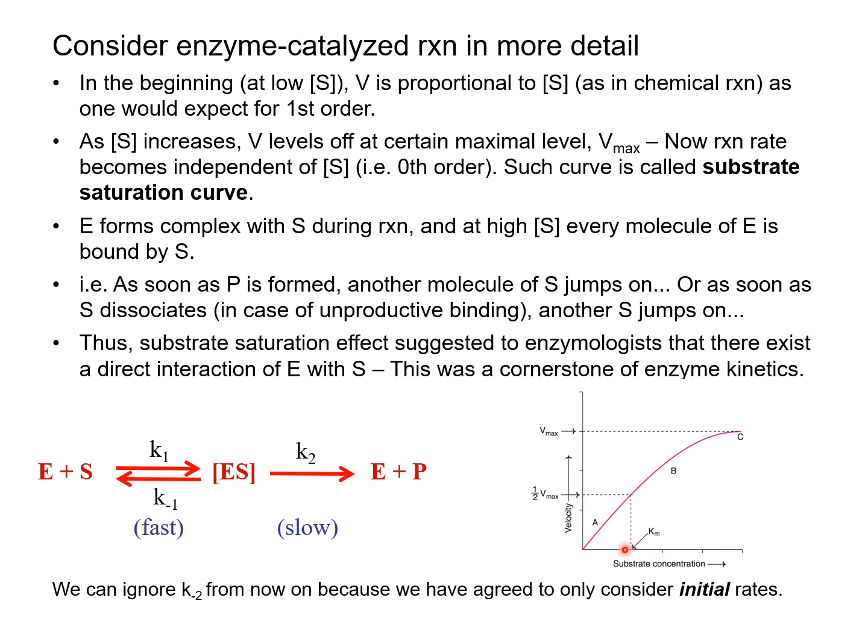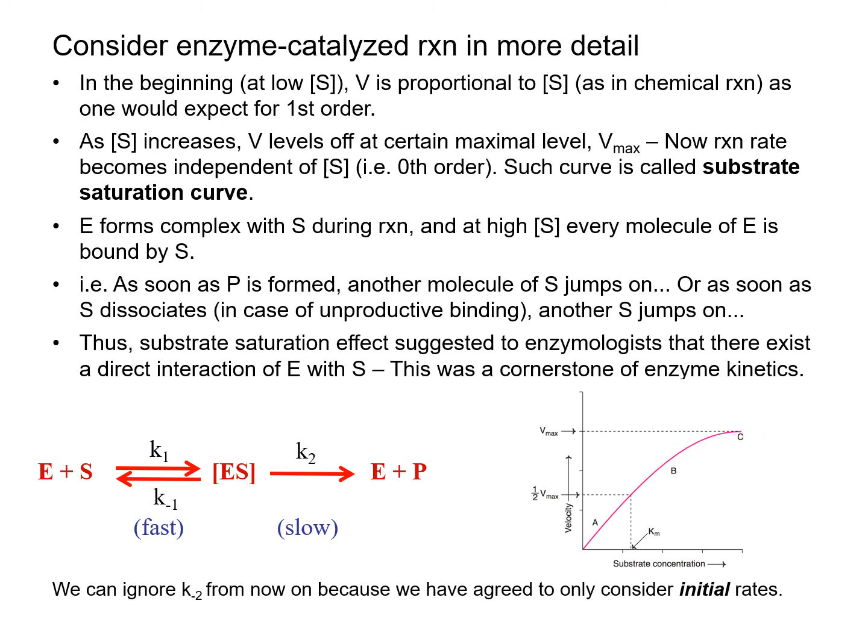But as the concentration of substrate increases, the velocity levels off at a certain maximum level called Vmax, which is the maximum velocity, and now the reaction rate becomes independent of the substrate concentration as it gets to the plateau for the velocity or the rate. So that's going to be 0th order for S. And such a curve is called a substrate saturation curve.